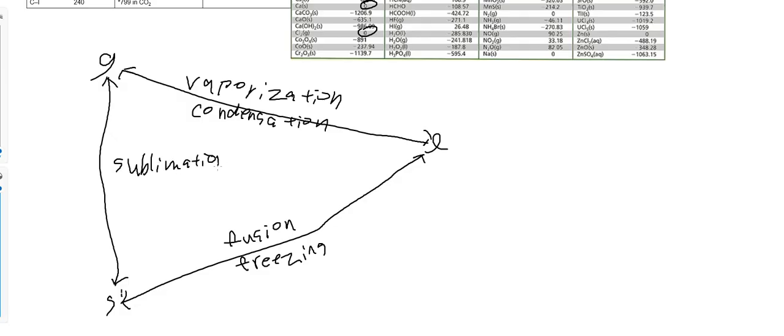And this actually happens with dry ice, if you've ever heard of it. That is solid carbon dioxide. Liquid carbon dioxide cannot exist at room temperature and pressure. Therefore, solid carbon dioxide goes straight to gas carbon dioxide. So you have sublimation, and then gas to solid would be deposition.